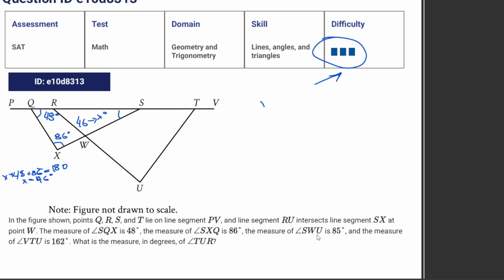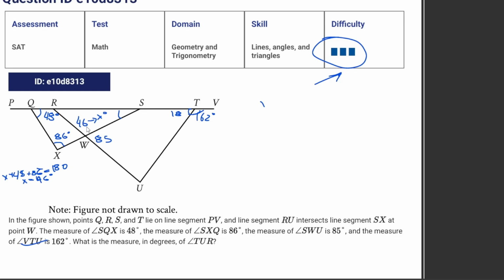It also goes on to tell us that angle SWU is 85, so S to W to U makes this angle 85. If the measure of angle VTU, like it says here, is 162 degrees, we should see that, first of all, a straight line has to have a 180-degree sum. That is a property of geometry. It's called a supplementary angle. We should hopefully know that much. That means that this angle right here has to be 18, because the sum of 18 and 162 makes 180, completing the full half circle.